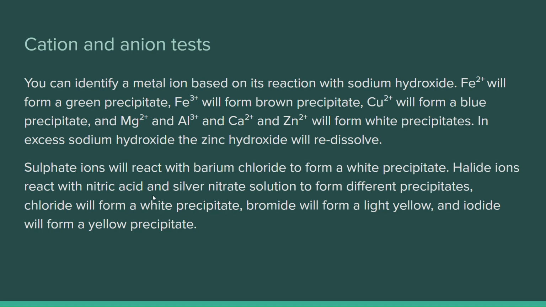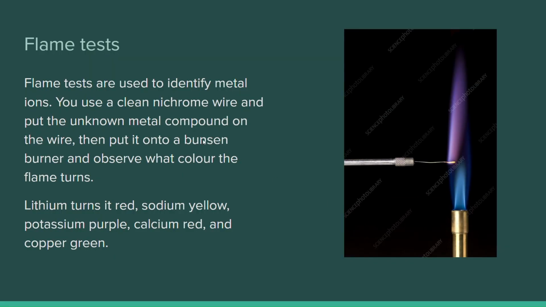Halide ions react with dilute nitric acid and dilute silver nitrate solution to form different precipitates. Chloride ions will form a white precipitate, bromide ions will form a light yellow, and iodide will form a yellow precipitate. When I did this in real life, it was quite difficult to tell the difference between bromide and iodide, but in theory bromide is lighter.